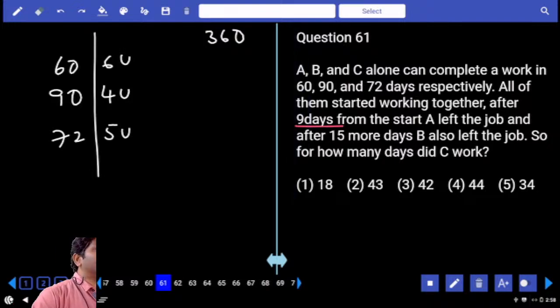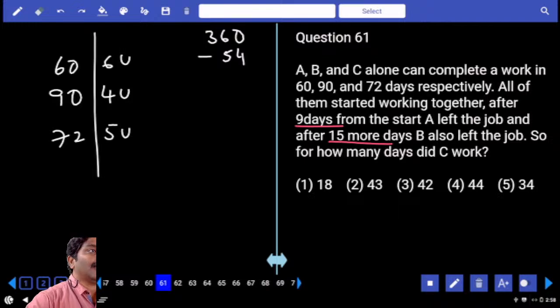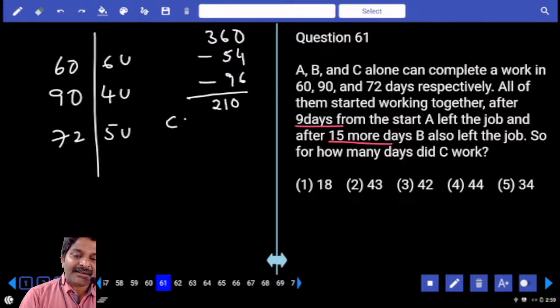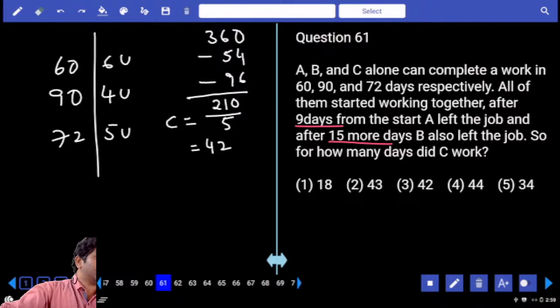A worked for how many days? That means 9 into 6, 54 units of work is done by A. B worked for how many days? 24 days. Initial 9 days, then after 15 more days, total 24. In 24 days, B will do 24 into 4, 96. So far, both A and B together do 150 units. Then remaining 210 units must be done by C only, where C alone does 5 units. Time taken by C is 42 days.